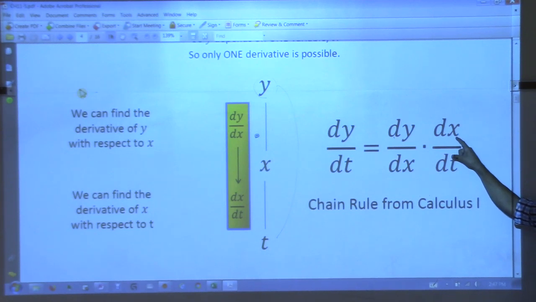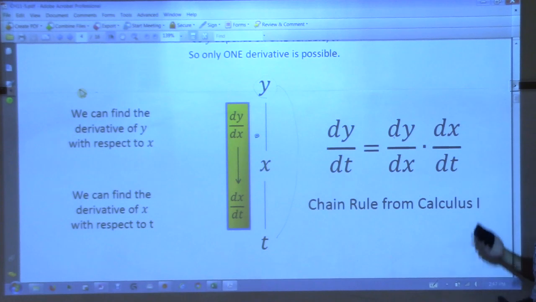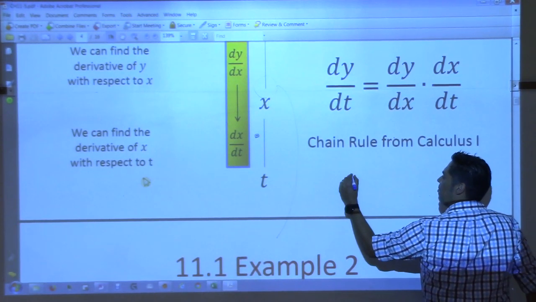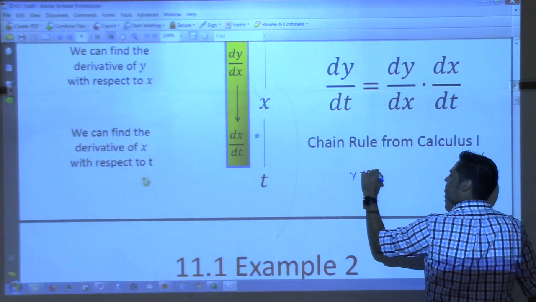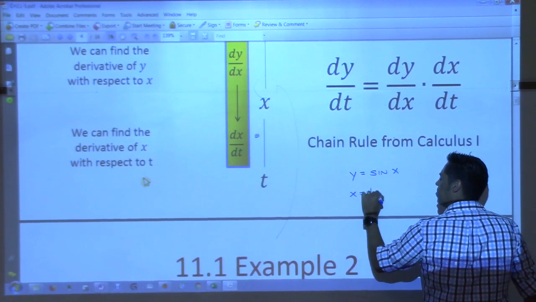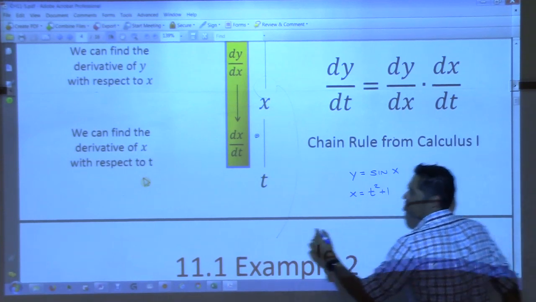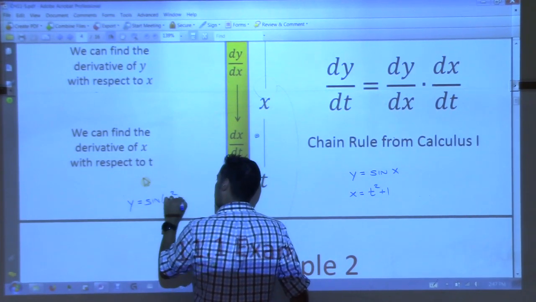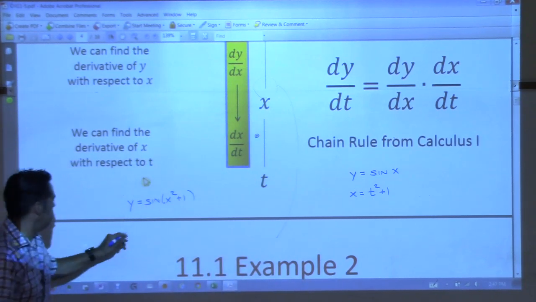And that's our chain rule from Cal 1. Does it look right, or does that look too messy? Yeah, so let me just show that same example. I'm gonna move this up just a little bit. So let's do it this way. Y is sine of x, and x was t squared plus 1. And let's remember where this came from. This was y equals sine of x squared plus 1. Maybe it'll be best if we just take the derivative of this right now.